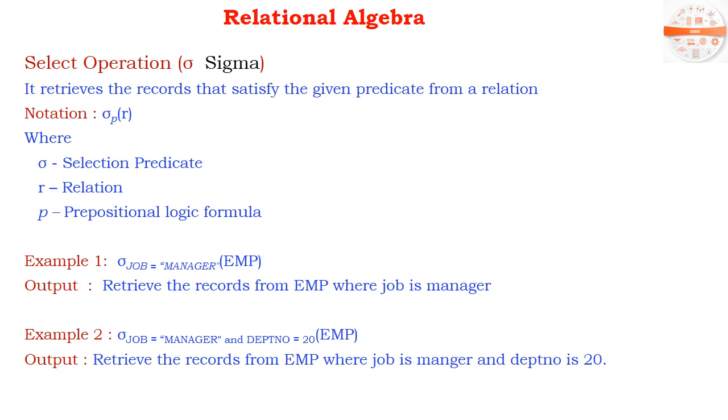One more example. Retrieve the records from employee where the job is manager and the department is 20. Sigma, followed by the conditions job equal manager and department equal 20, then followed by employee.